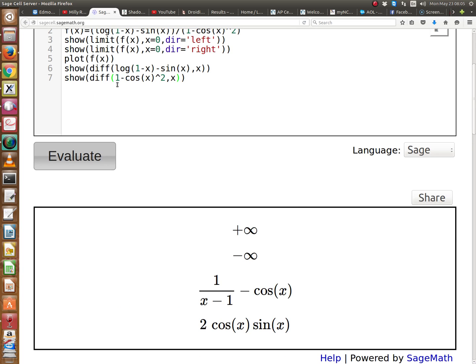Now the derivative of 1 is 0, and derivative of stuff squared is 2 stuff to the 1 times the derivative of the stuff. That's right. Okay, now pretend that's a fraction. The numerator is 1 over x minus 1 minus cosine x, and the denominator is 2 cosine x sine x. And L'Hopital says plug into 0 again, right?